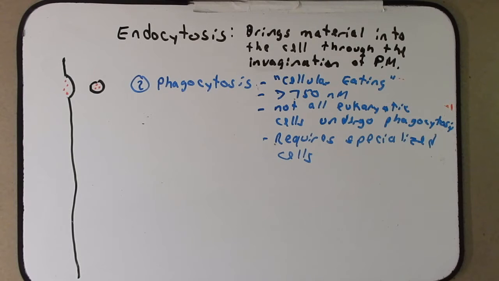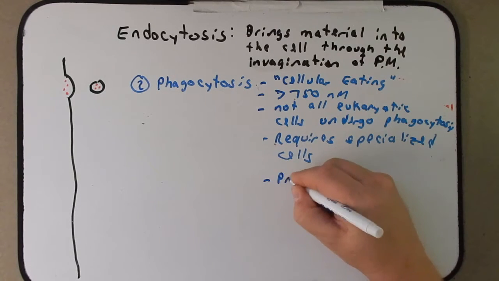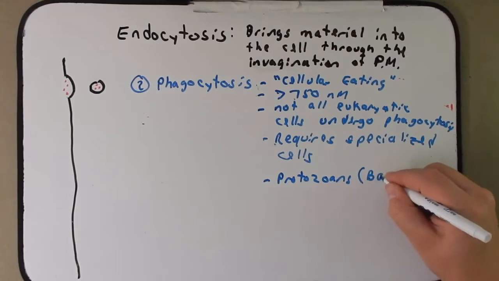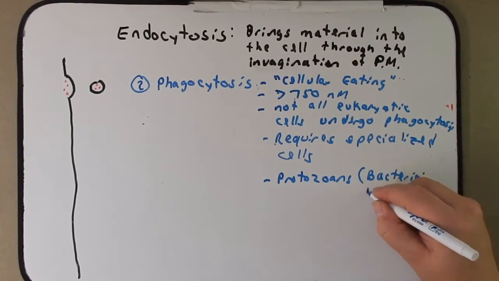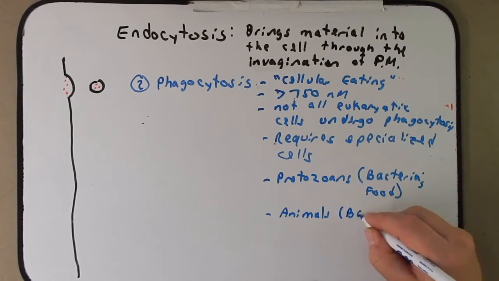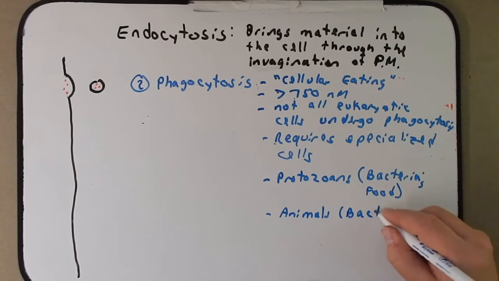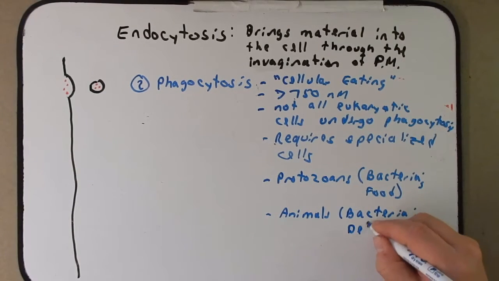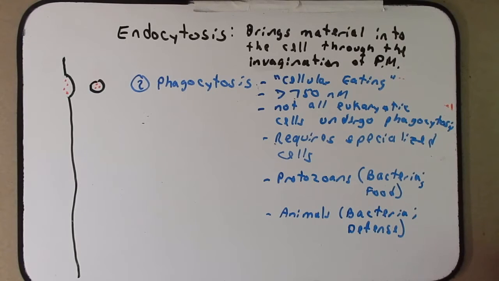Some cells that undergo phagocytosis include protozoans. They will bring in bacteria, and they do this for food. That's how they eat. In animal cells, they use phagocytosis to bring in bacteria, but it's for defense purposes. The way that most animals will obtain their food is they will release digestive enzymes into the lumen of the digestive tract to break down the food particles into much smaller particles that can diffuse across the membrane or be transported across the membrane using one of the active transport pathways we've previously talked about.